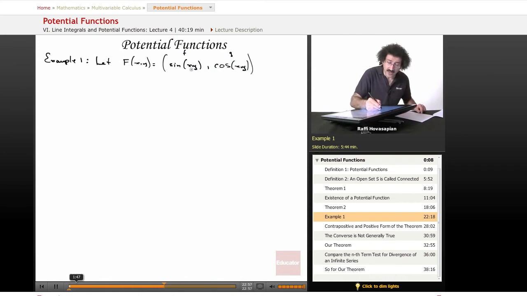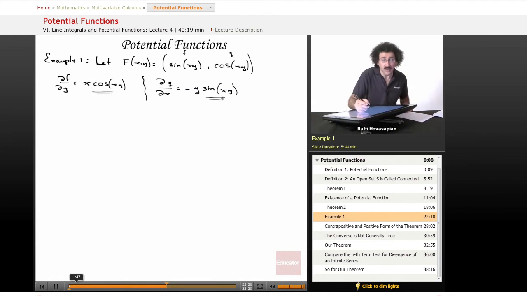Well, let's go ahead and find df dy and dg dx. So df dy is equal to x times the cosine of xy, and dg dx is equal to negative y times the sine of xy. Well, this and this are not equal, therefore there does not exist a potential function. In other words, this vector field does not have a potential function.